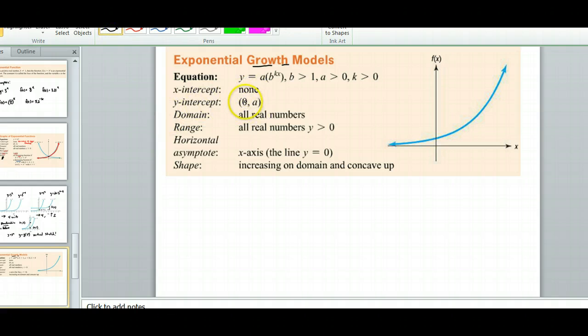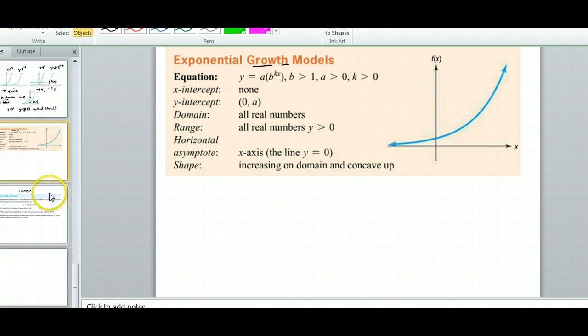Again, no x-intercept. The y-intercept is 0, a, whatever a is. So there's a on the y-axis. Domain's all reals, range is y is greater than 0. The next couple of examples will deal with exponential growth models.